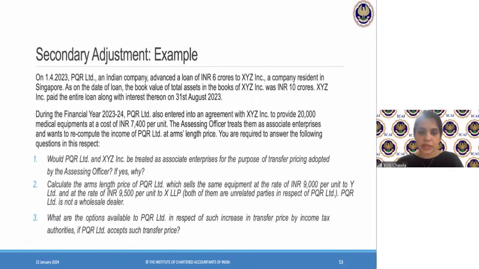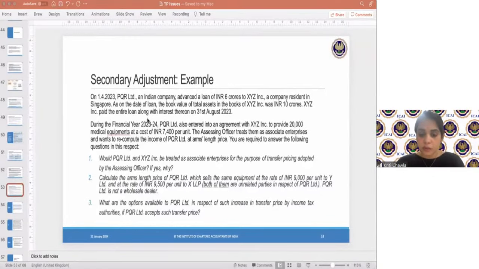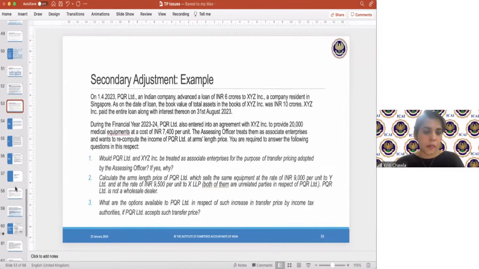Okay, let's take this example here. There are some questions on the group again. Please allow me some time to take you through this example, and then we can discuss the questions that we have on the group.